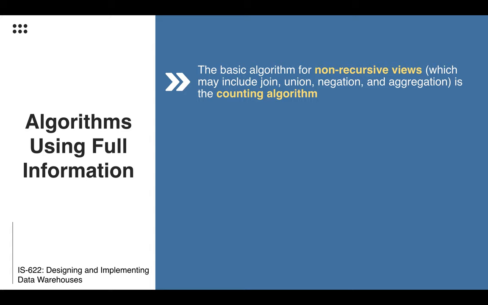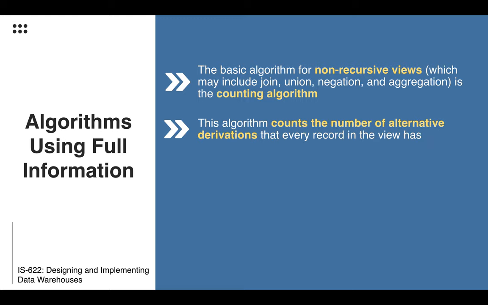The basic algorithm that is used here is referred to as the counting algorithm. This algorithm counts the number of alternative derivations that every record in the view has. So if a record has certain occurrences in the base tables, you have a counter for that in the view table, so that whenever a new addition is done, the counter is updated. Whenever a deletion is done, the counter is subtracted. So you know if something is there or not by using a counting algorithm.